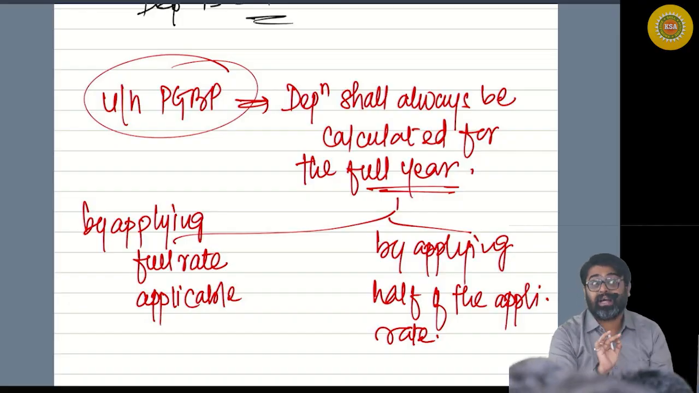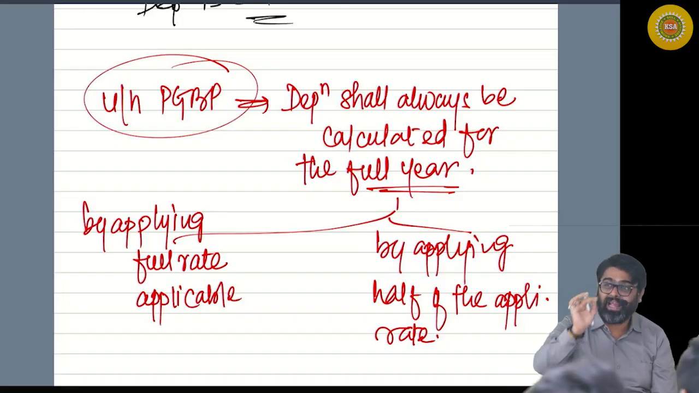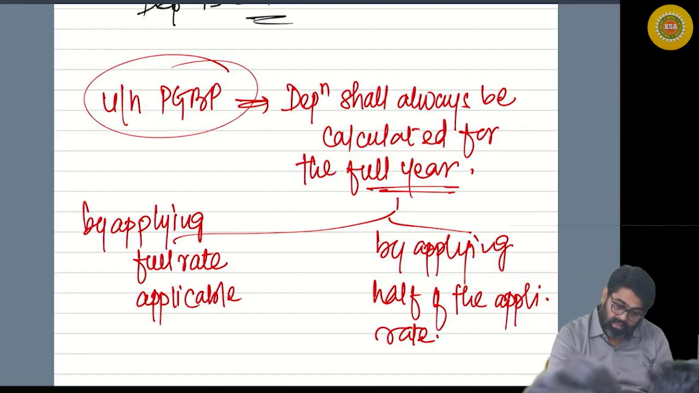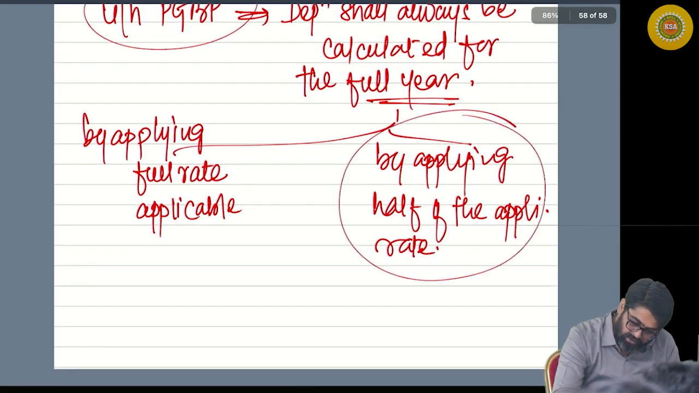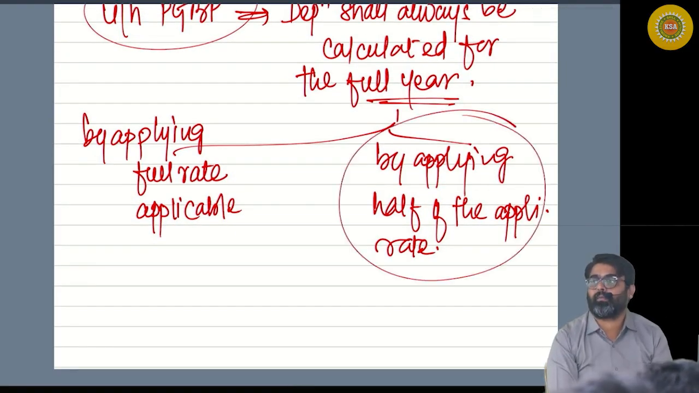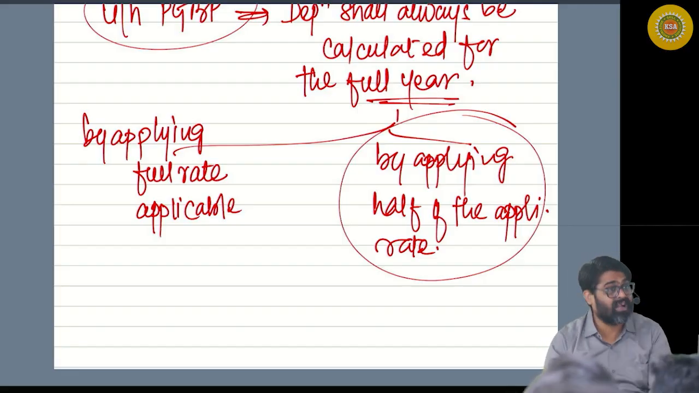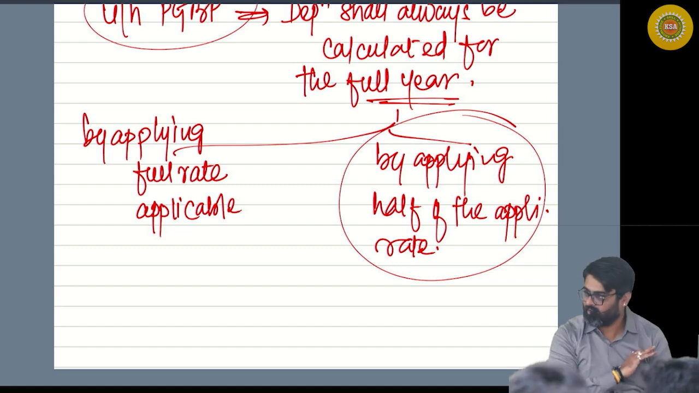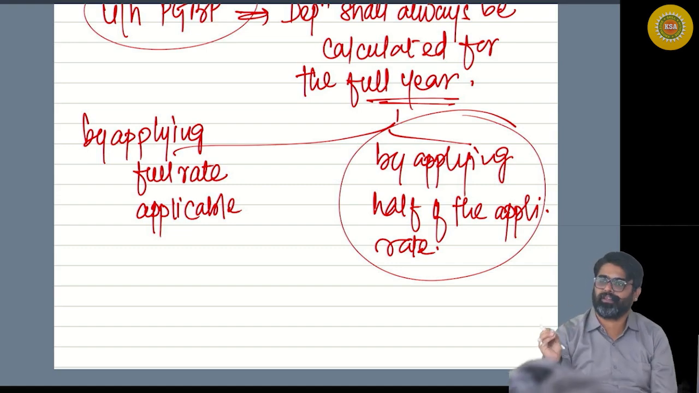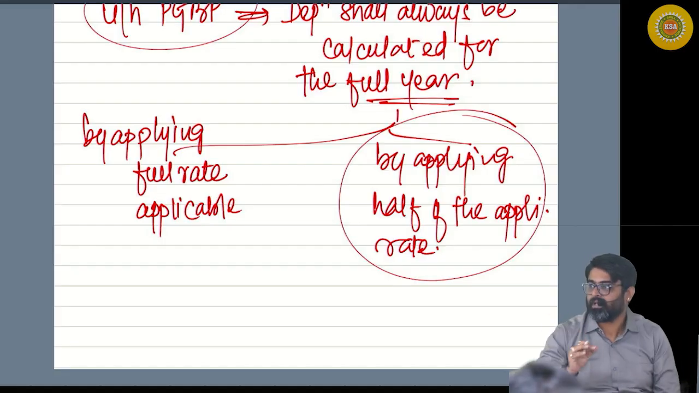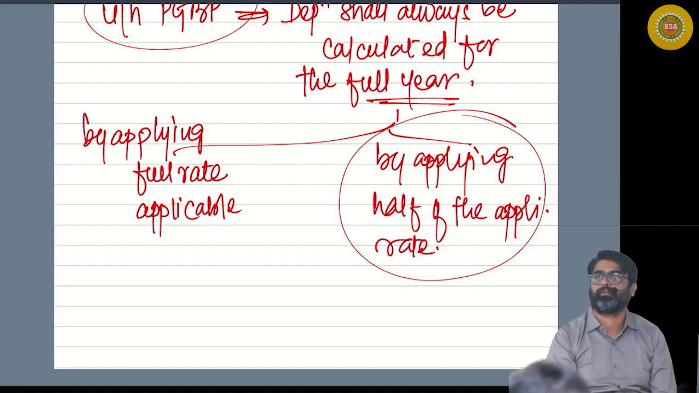But there is one exception. In that exceptional situation, the depreciation will be calculated by applying half rate. But still the depreciation will be calculated for the full year, because there is no concept of calculating the depreciation for half year, for few months, for few days under the Income Tax Act. Getting my point?